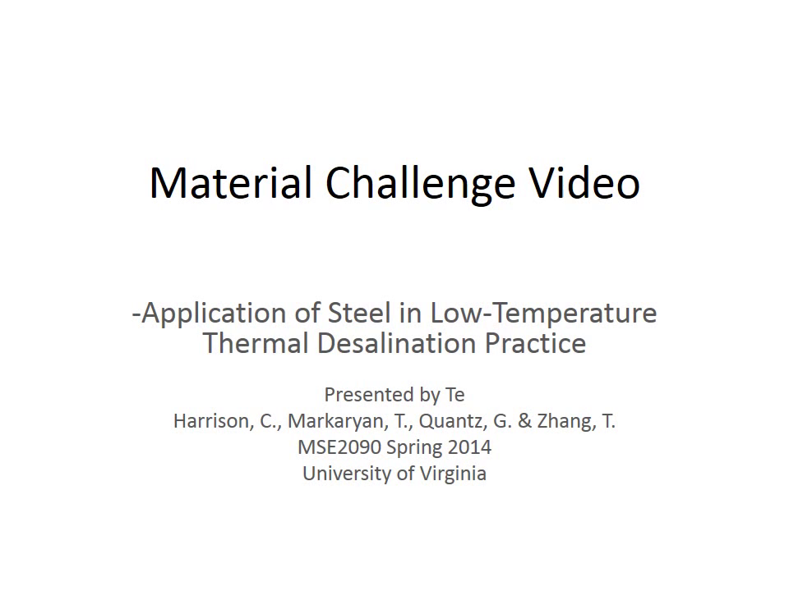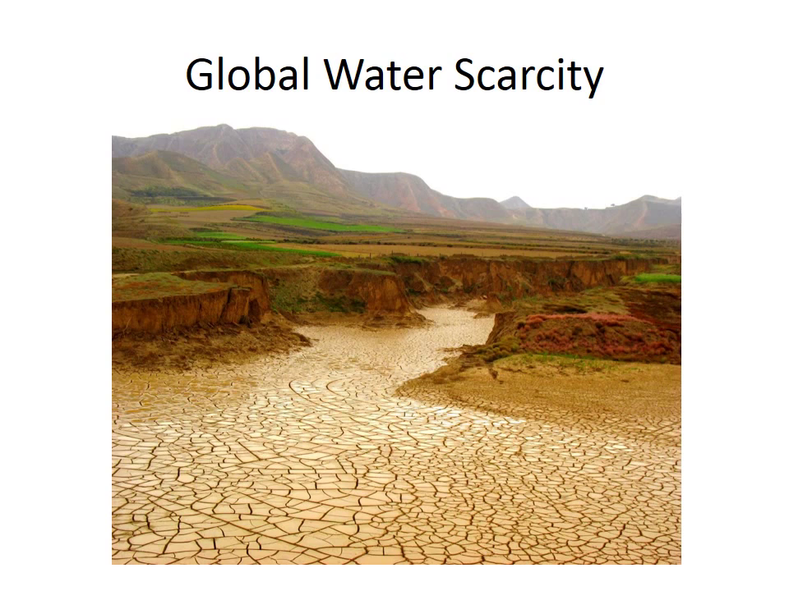The application of steel in low-temperature thermal desalination. Water scarcity is a global issue that affects 1.2 billion people, a sixth of the world's population. Another 1.6 billion people are affected by a lack of resources that prohibit them from acquiring water from rivers and other water sources. Along with the changes that will occur to the Earth due to climate change, it is estimated that water scarcity will affect all parts of the world in the near future.